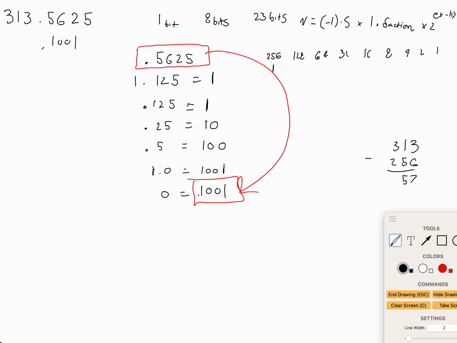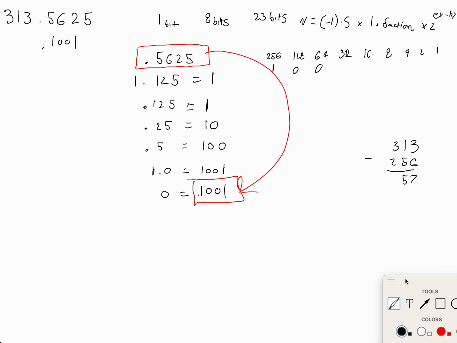So that means we still have 57 left. We need to make 57 with the remaining values. Now 57 is less than 128, so that's not helpful. It's less than 64, so that's not helpful. But 57 is greater than 32. So what I can do, and I'm going to move this out of the way, is 57 minus 32. 57 minus 32 is 25.